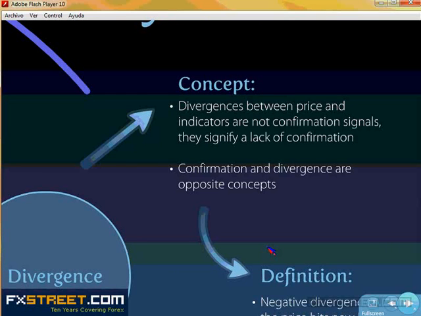On a conceptual level, it's important to understand divergence as a lack of confirmation, not so much as a signal in itself. This will prevent us from many errors when we become more practical. So we can also say that confirmation and divergence are opposite concepts in technical analysis.